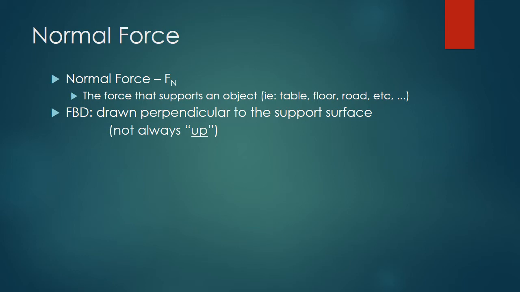Now on a free body diagram, if you're drawing the normal force, you draw the normal force perpendicular to the support surface. So it's not always up. Like here's that brick again sitting on a flat floor, and you can see that the normal force is up.